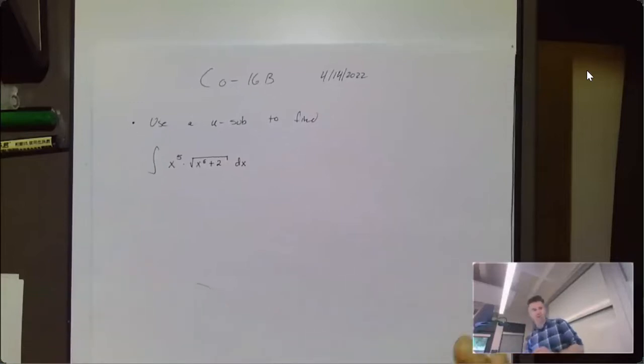Let's go ahead and figure out how to do this problem. So, like last time, when you see an integral and you think you might want to use U-substitution, your job is to look for something that's probably stuck inside some other function, and more importantly, whose derivative is also there.